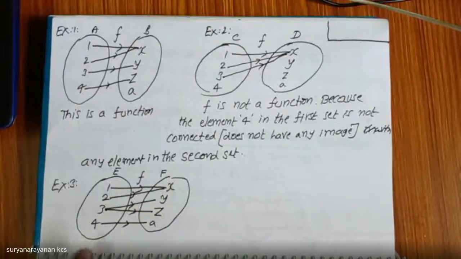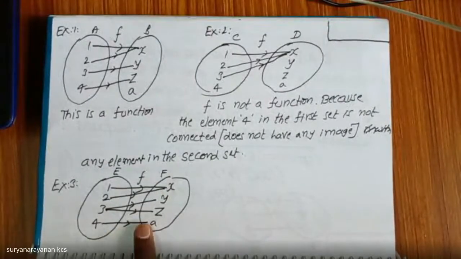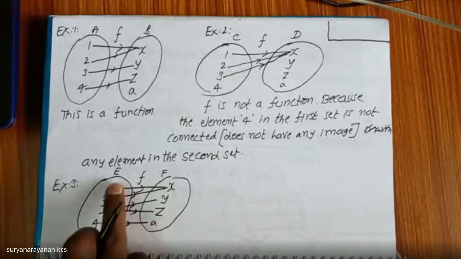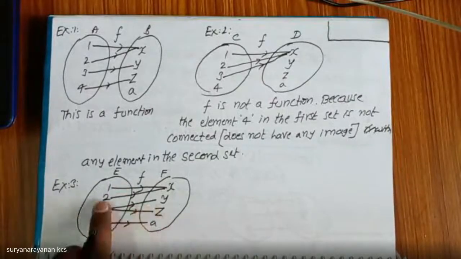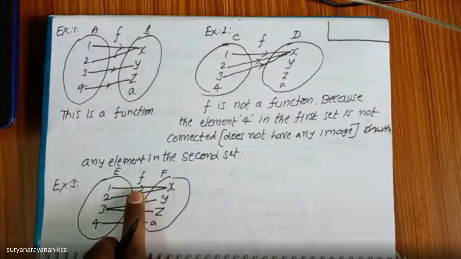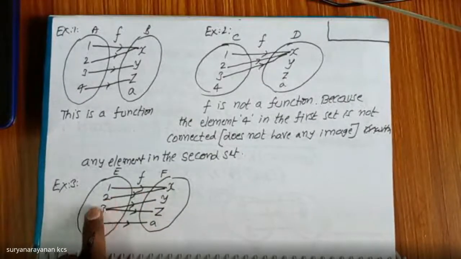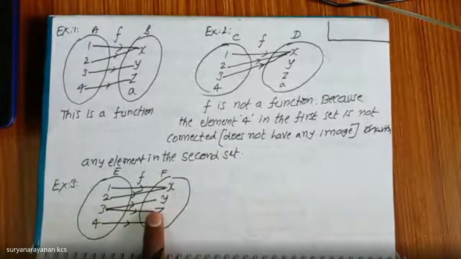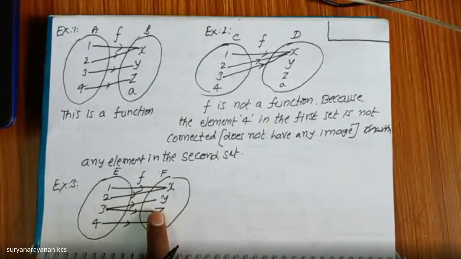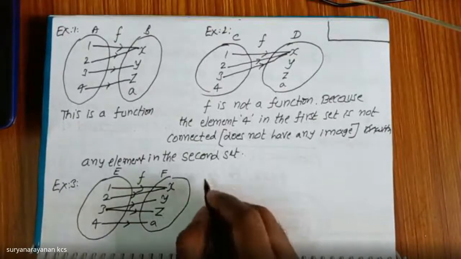Okay, my children. So here, this condition is not satisfied. Of course, every element in the first set has an image. But in the case of element 3, it has two images. It should not happen. That is why this is only a relation. This is not said to be a function.